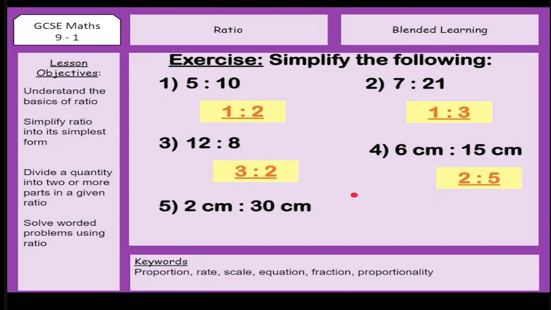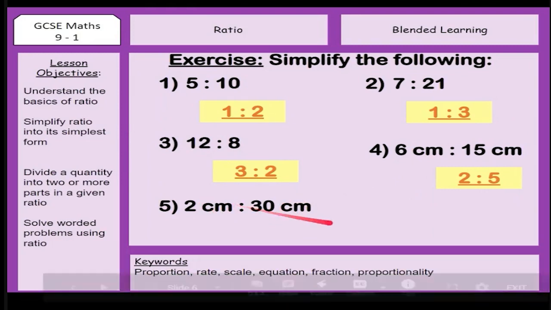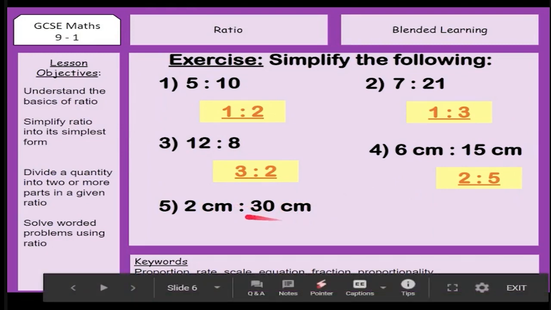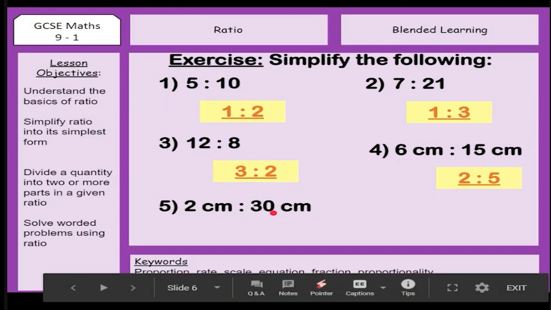2 centimeters to 30 centimeters. Again, we've got a common measurement. They're both centimeters, so I don't need to change anything there. The only possible number, apart from 1, that will go into both 2 and 30 is 2. So 2 goes into 2 once. 2 goes into 30 15 times. So the simplified version is 1 to 15.